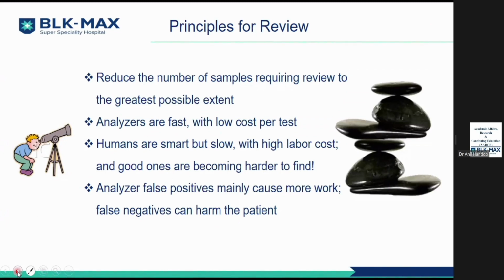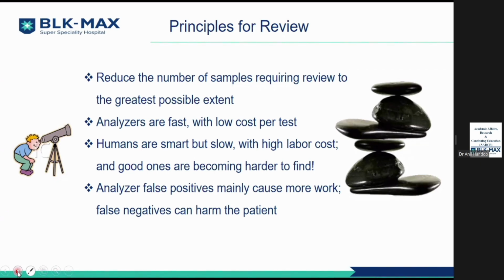Now, what are the principles for a review of a peripheral blood film? The primary principle is you want to reduce the number of samples which you would actually review to the greatest possible extent. And obviously, the number of samples processed in analyzers today is in the hundreds per hour. Therefore, even though humans will be able to review all those smears, it's man who creates the machine, but we have our own limitations of looking at the smear. And of course, we also have significantly higher labor costs across some regions of the globe.